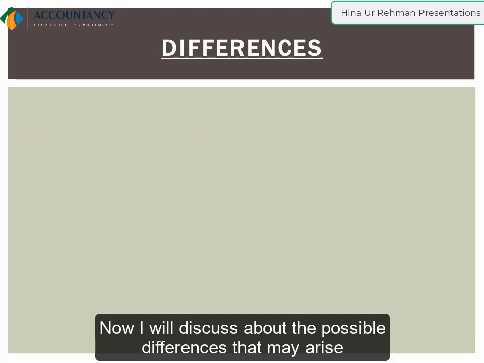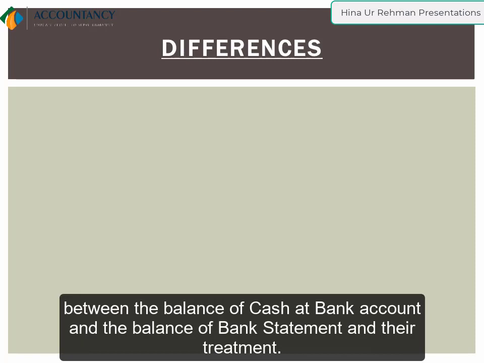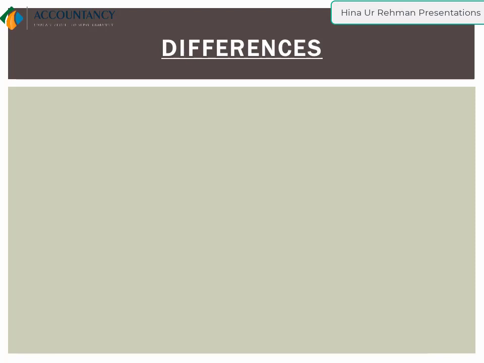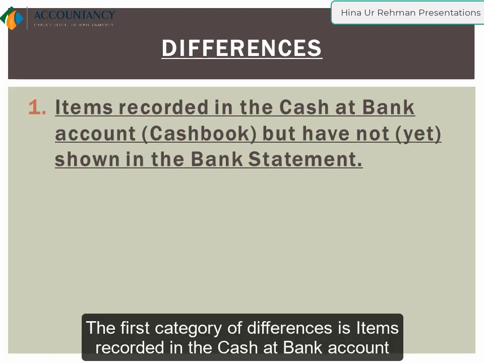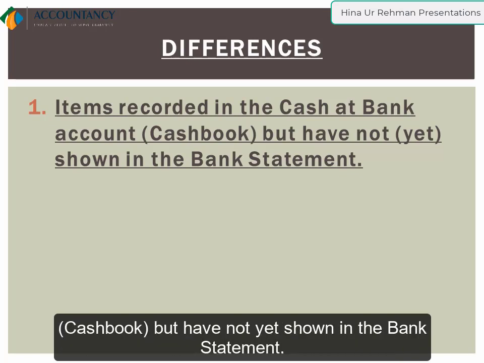Now I will discuss the possible differences that may arise between the balance of the cash at bank account and the balance of the bank statement and their treatment. The first category of differences is items recorded in the cash at bank account or cash book but not yet shown in the bank statement.